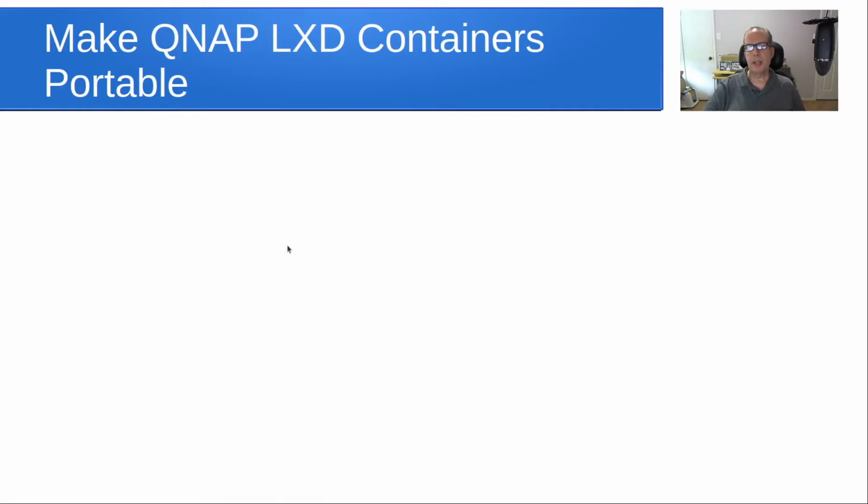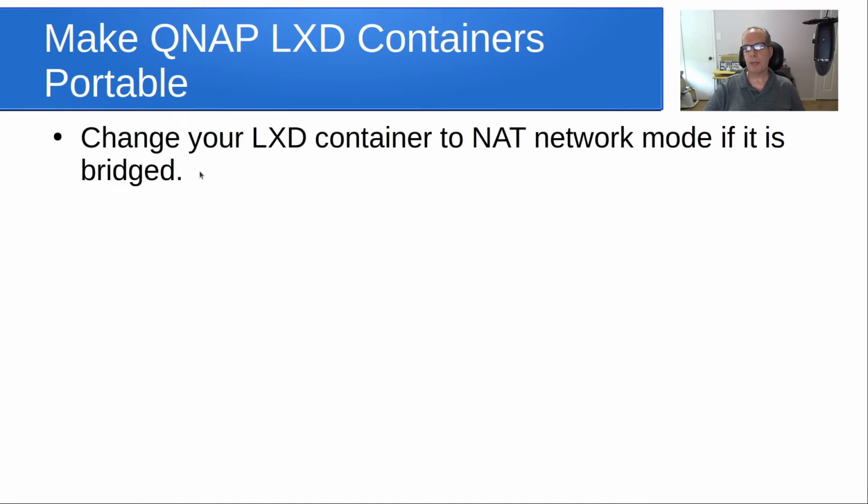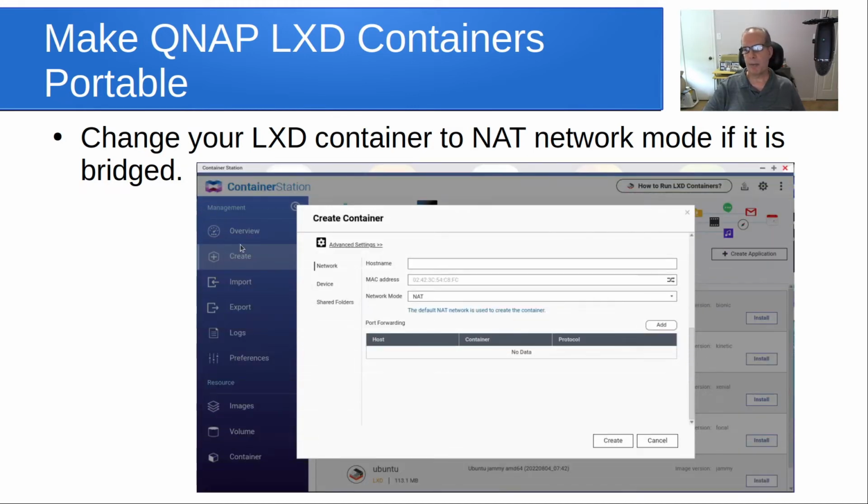Okay? So then we want to make QNAP LXD containers portable. And I think we already described what we're going to do. We're going to change your LXD container to NAT network mode if it's using the bridge mode. The way we do that is we go back in to modify an existing container and we change the network mode from bridged to NAT. Now I understand that if you had an address out on the main network, now it's going to have this internal address, but hey, stick with me, we're getting there.